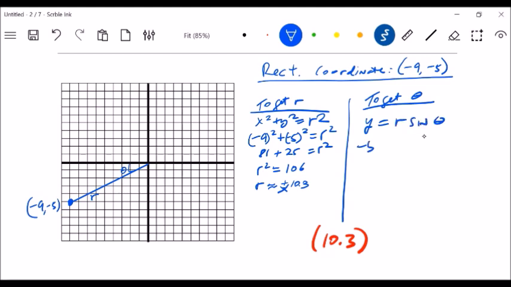Now we know two things. We know the -5, and we know that the radius is 10.3. Okay, times the sine of theta. When I divide by 10.3 equals sine of theta, I'm now going to do sine -1 of -5 over 10.3. And when I do that, I get approximately -29 degrees. Now, some calculators will actually show it as -151.